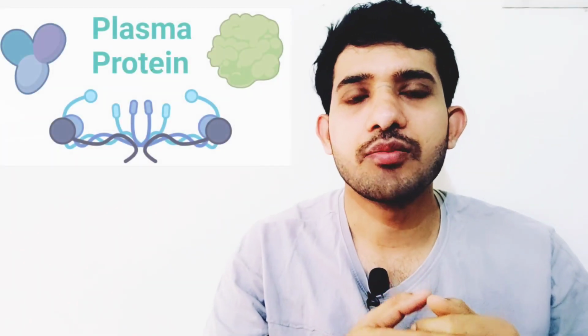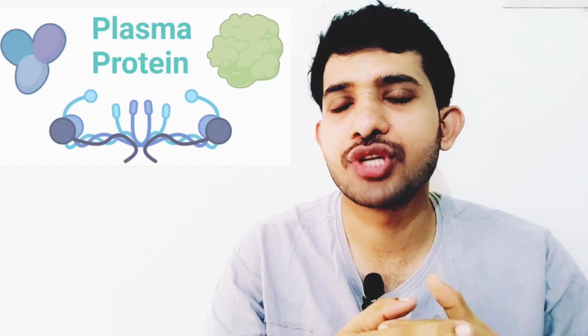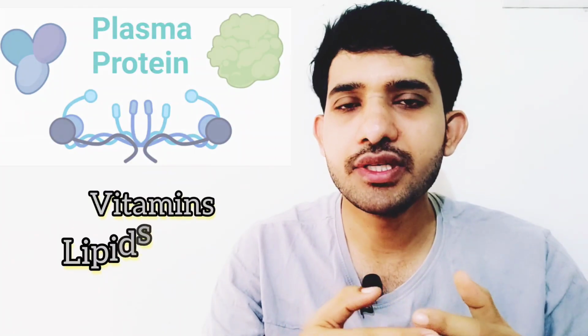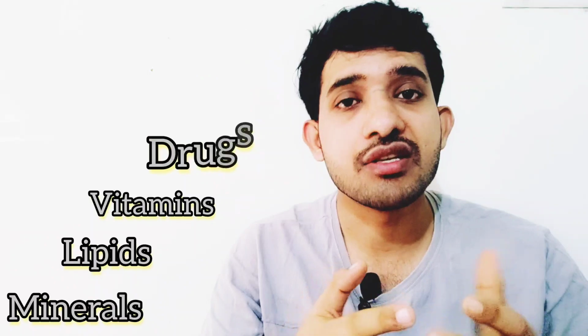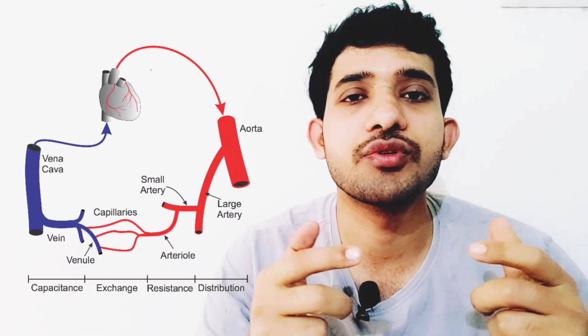Plasma proteins. Plasma proteins are macromolecules present in the plasma of the blood, which help in the transportation of vitamins, lipids, minerals and some drugs from one place to another place of the body. When the drug is absorbed from the site of administration, it enters the systemic circulation, and from the systemic circulation the drug is transported to the target tissue. For the transportation of drugs from one place to another, proteins are very important. So the proteins which transport the drugs from one place to another are called plasma proteins.